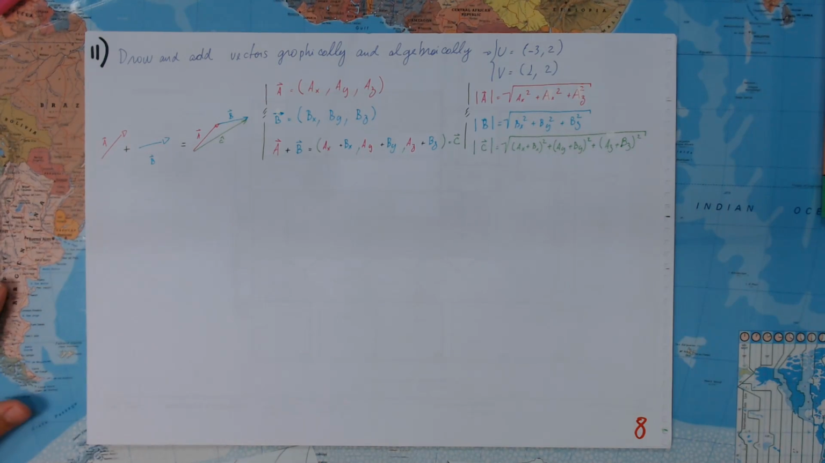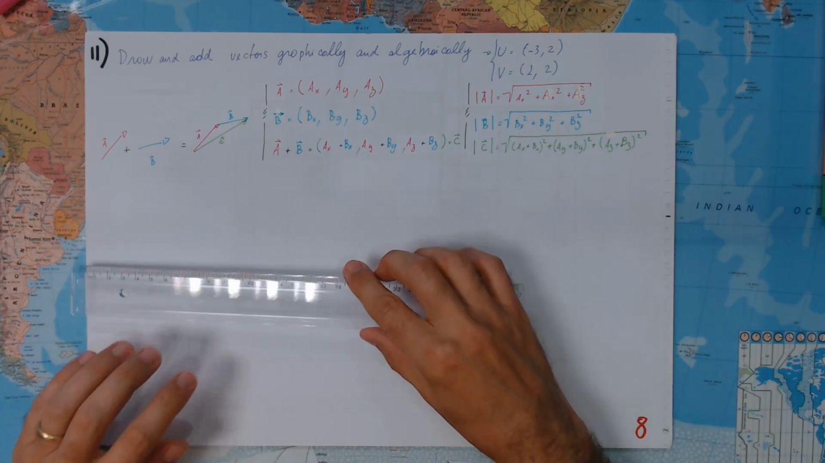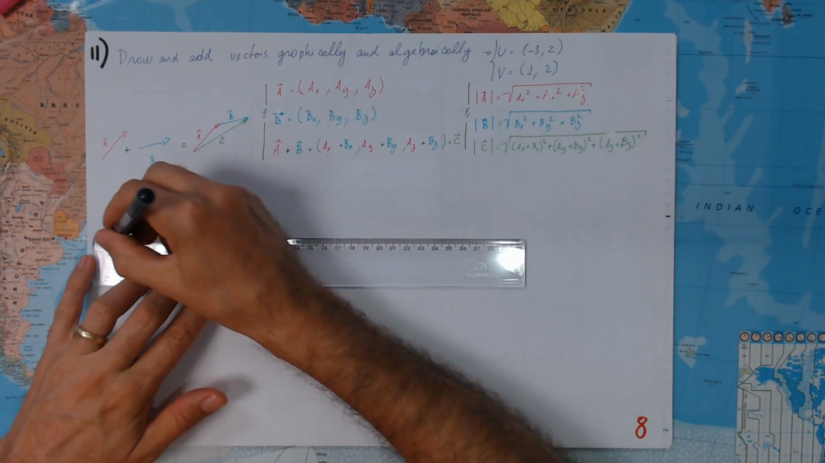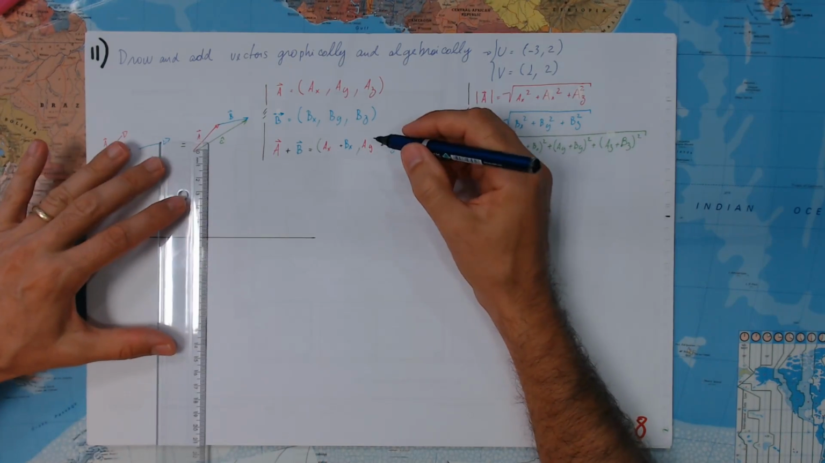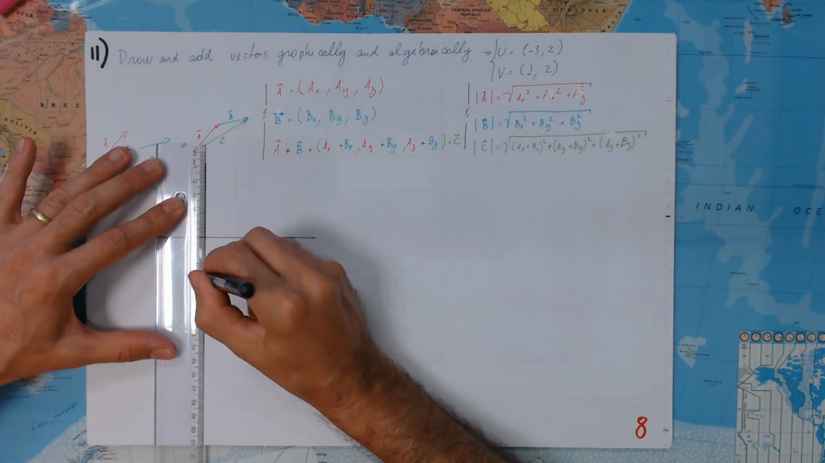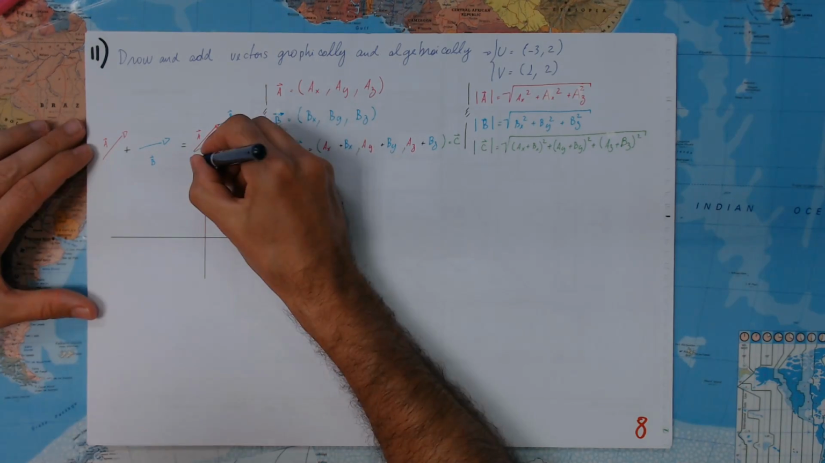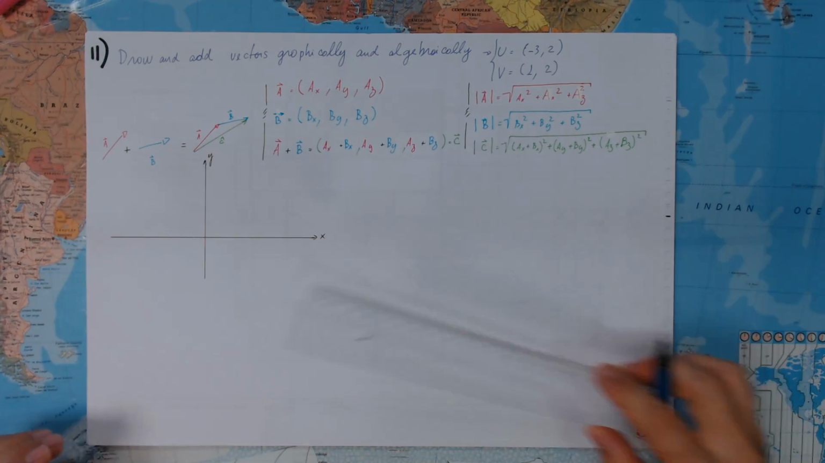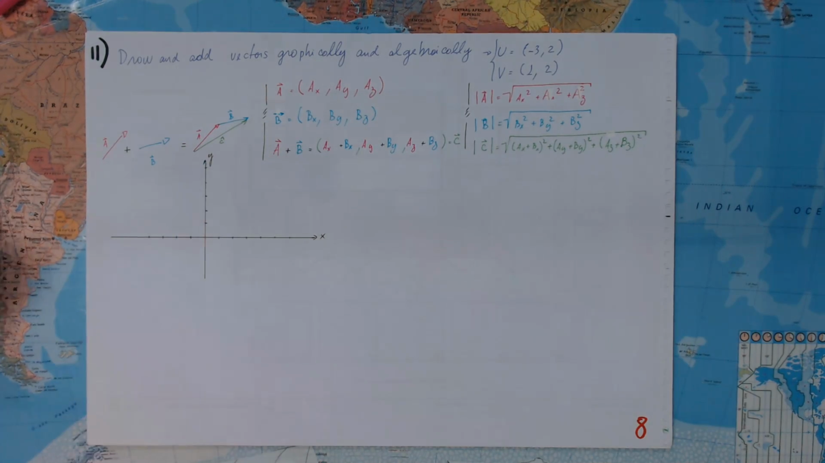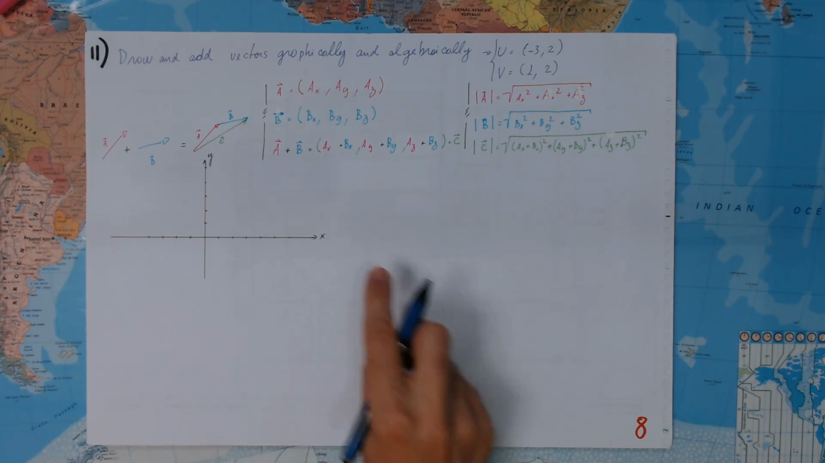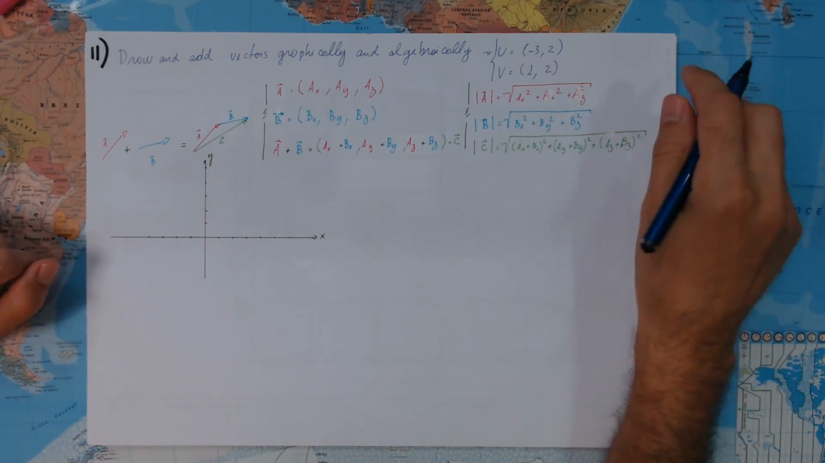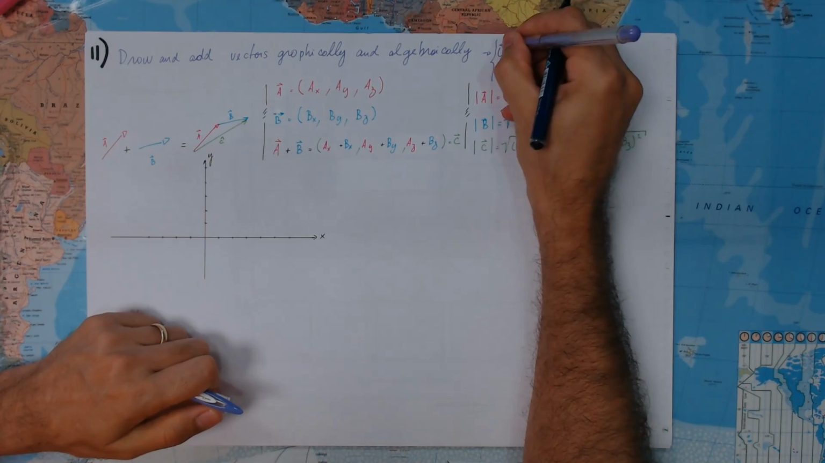Okay, and now let's solve the exercise itself. I'm going to start with this ruler, and let's make the axes. It's going to be like this and like that. This is y, this is x. Let's put everything in here and make some notations. And now let's start with the vectors u and v. Let's put them like this. This is vector u, vector v.